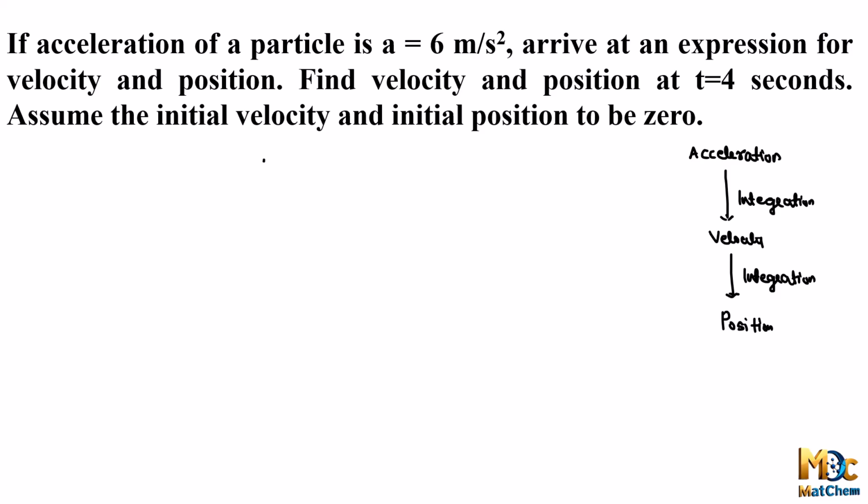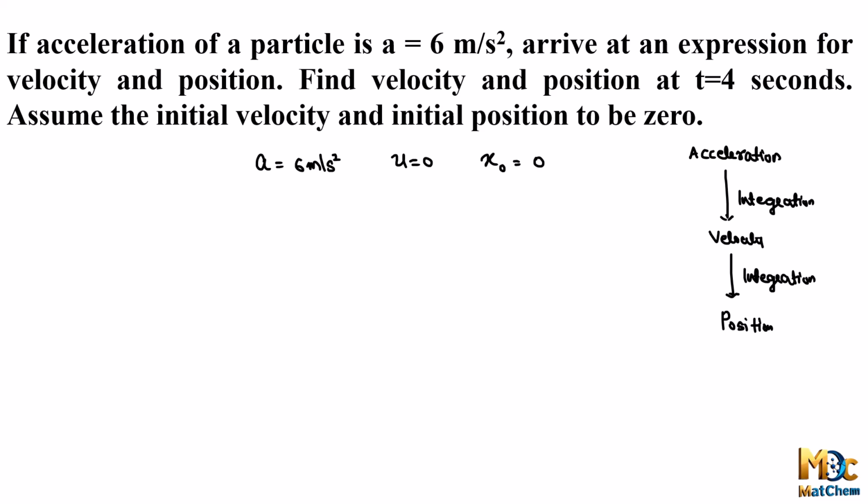equations of motion. Here they have given that acceleration is equal to 6 meter per second square. They have told that initial velocity is 0. That means u is equal to 0. Initial position is 0. That means x naught, initial position, is also equal to 0. We need to calculate the expression for the velocity and the position.